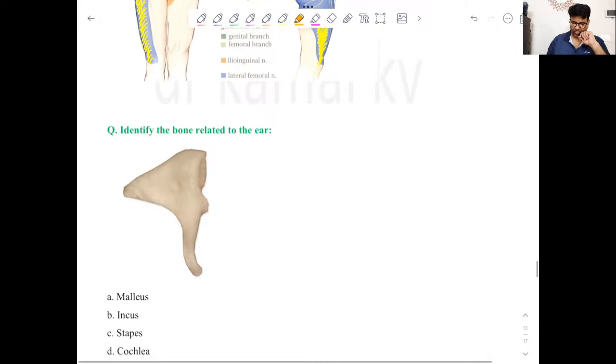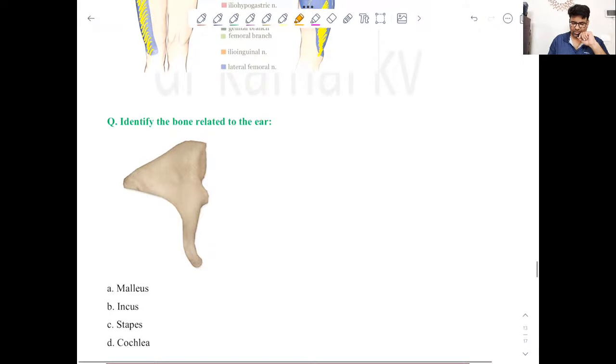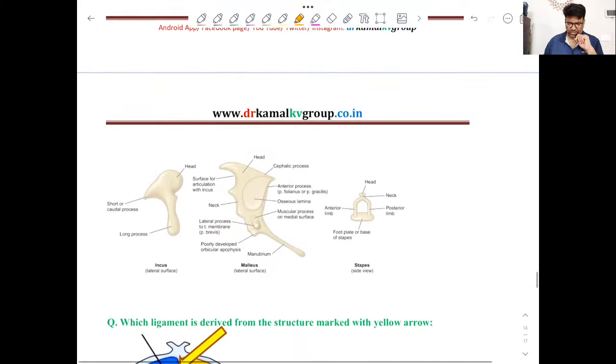Now identify the bone, identify the ear ossicle. Very good KK, this is incus. Sometimes some people might think that it is malleus, but it is not malleus, it is incus. So just to have this basic description of the two bones, the incus and malleus.